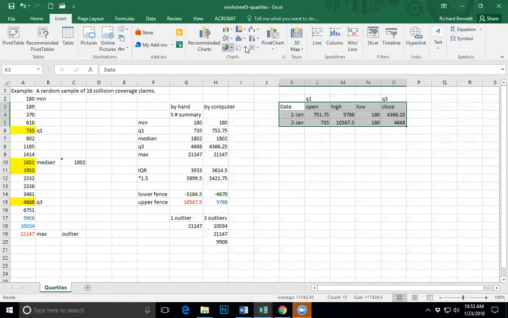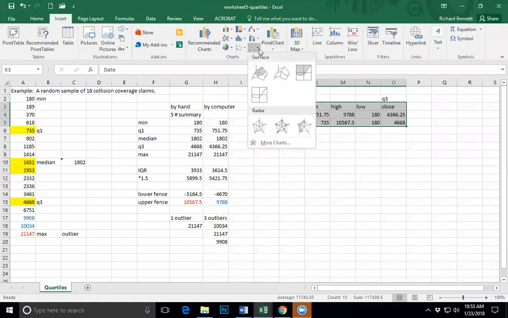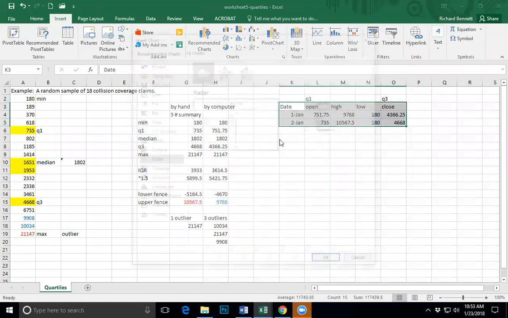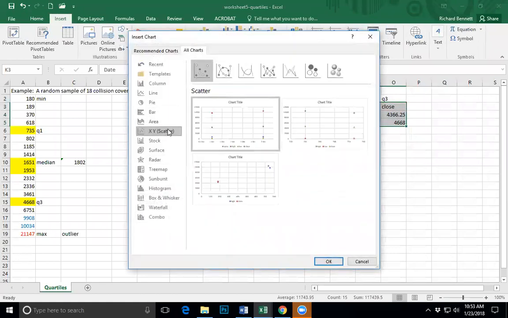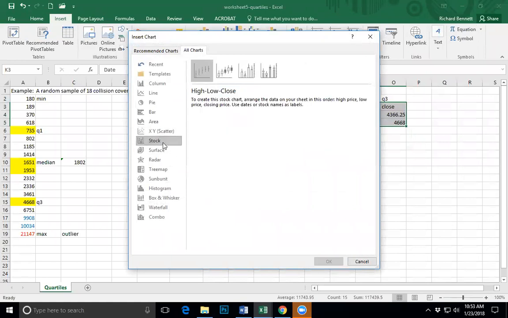Then I'm gonna go to this one with the spider web on it, and I'm gonna go to more charts, and I'm gonna go to scatter plot. No, I'm not. I'm gonna go to stock market. That's the one I want, and I want the second one here.